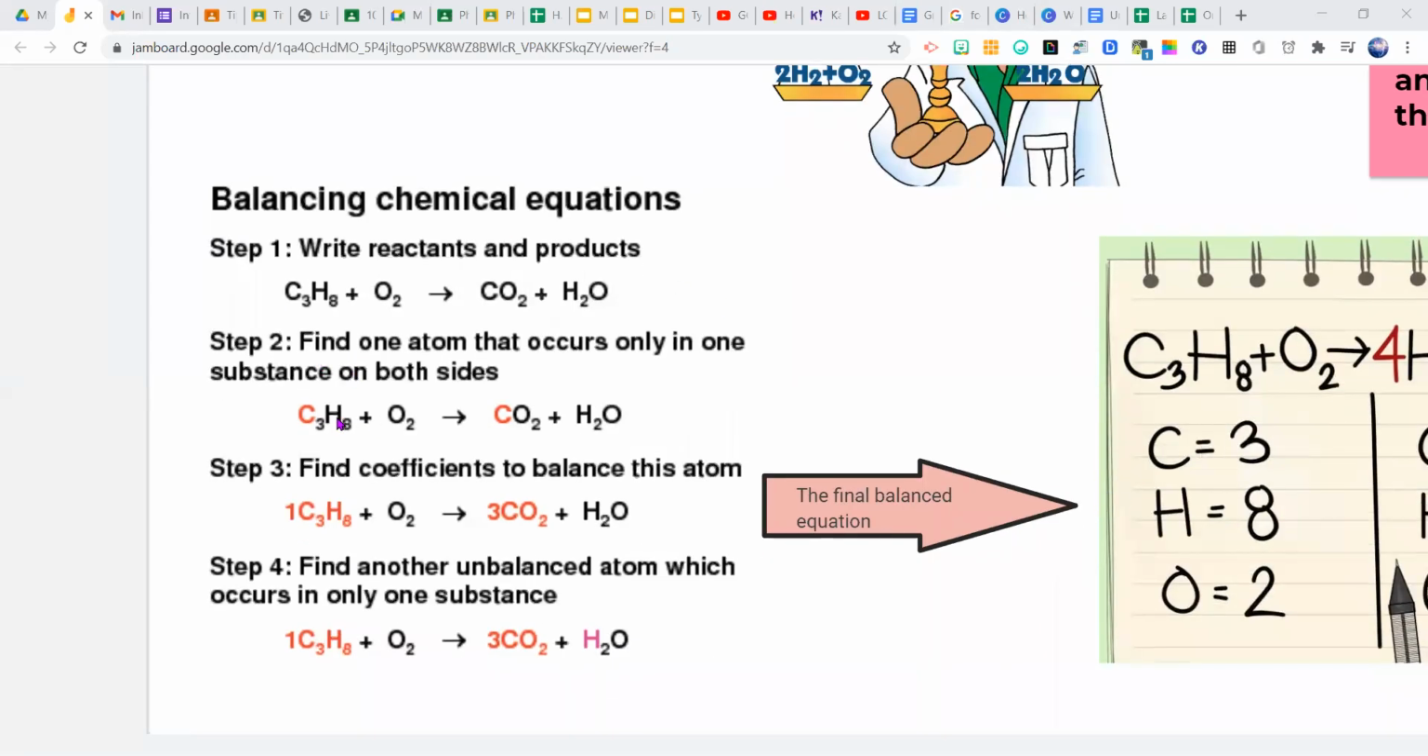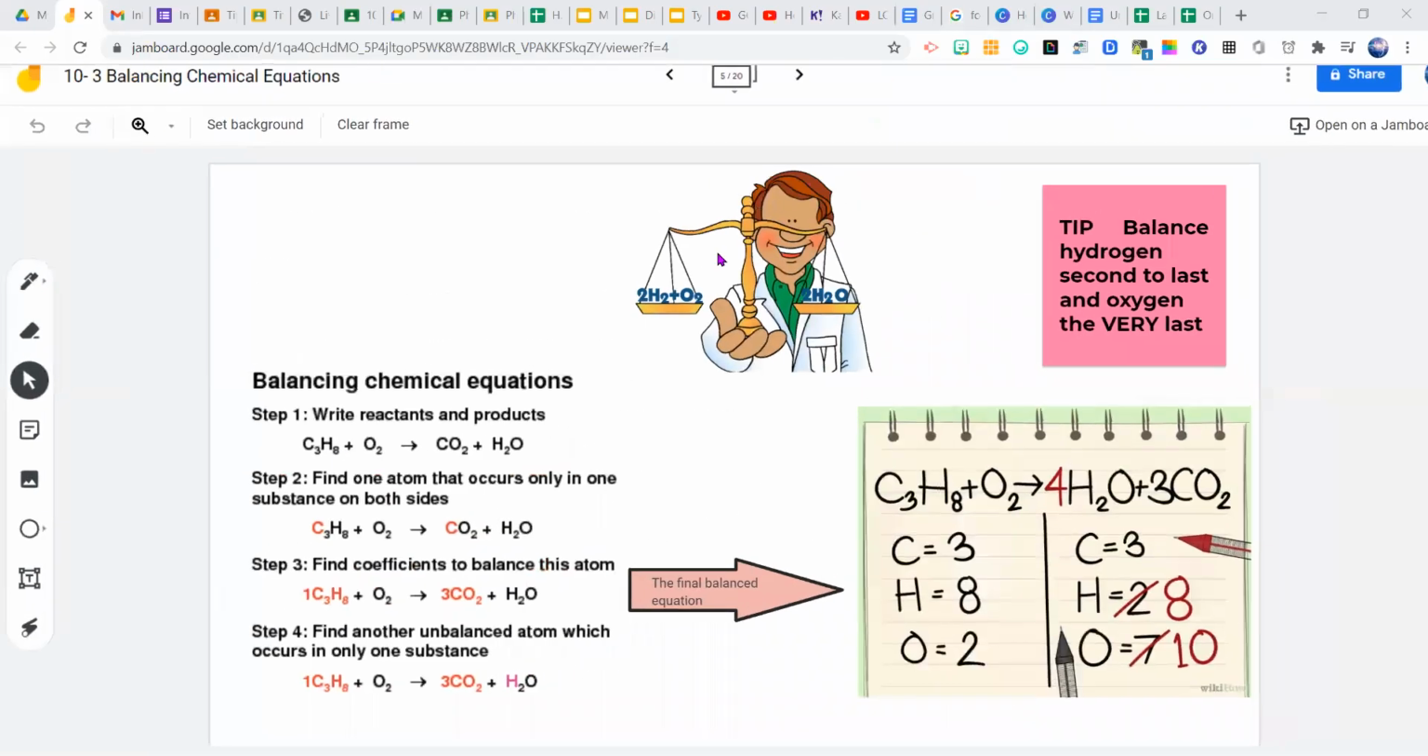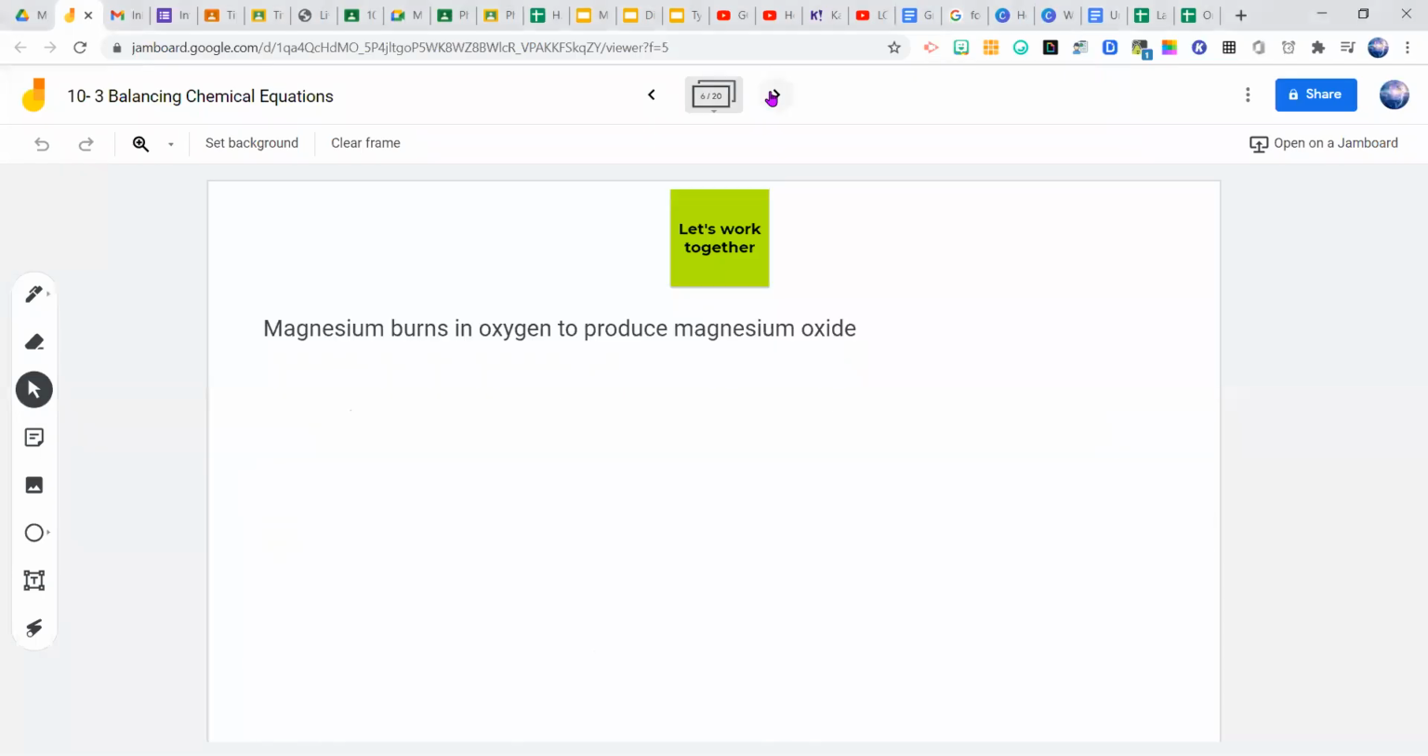So for example, in this reaction here, this is a hydrocarbon reacting with oxygen, and this is a combustion reaction. So notice that we have carbon, hydrogen, and oxygen atoms in play. Now, if we were to start balancing this, we are going to start with carbon. Then next, we're going to move on to hydrogen and then oxygen for the very last. All right, so let us do some working examples now.